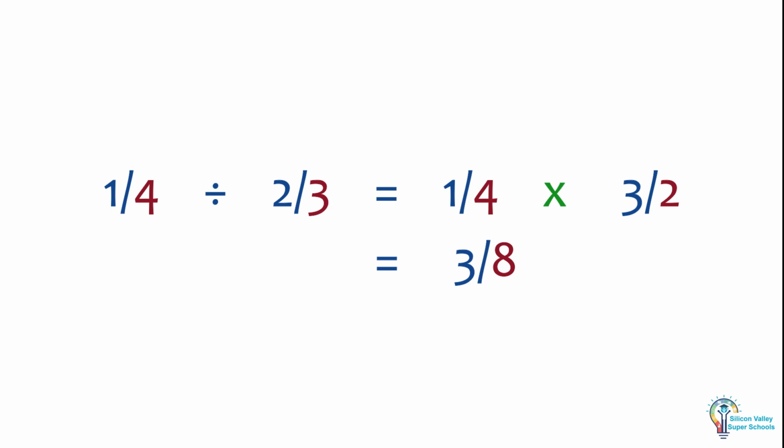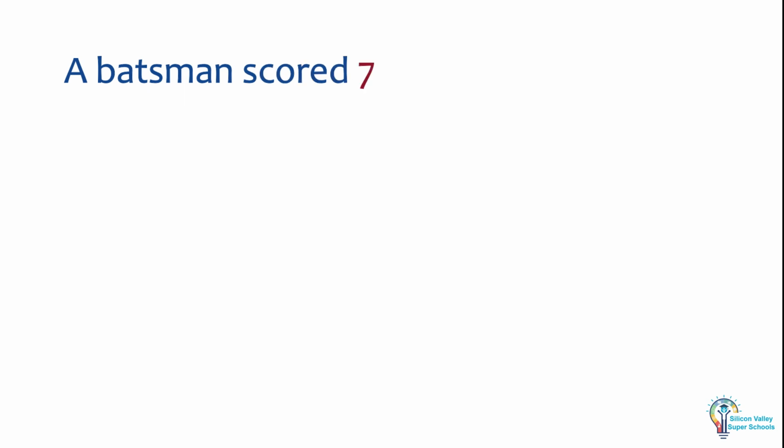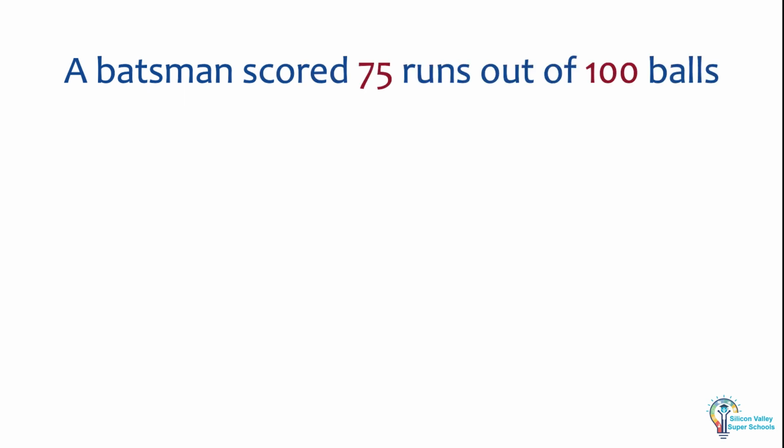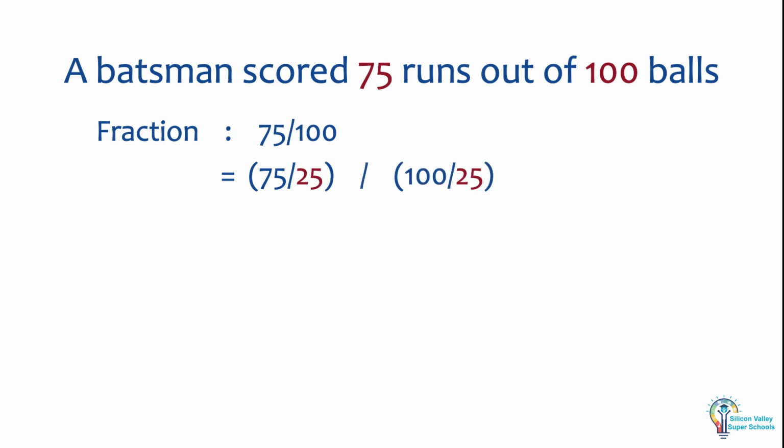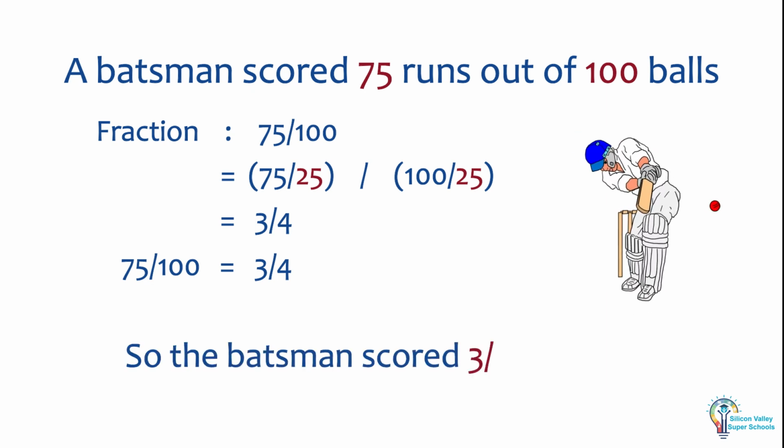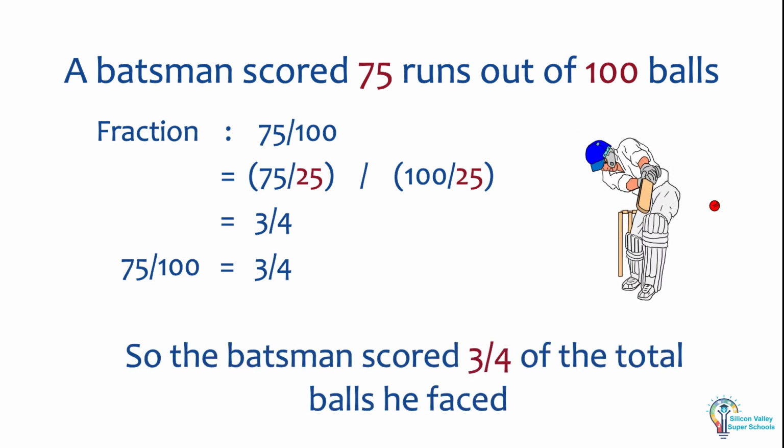Let's see some examples of how to use fractions in cricket scenarios. Suppose a batsman scored 75 runs out of 100 balls. We can write this as a fraction, 75/100. We can simplify this fraction by dividing both the numerator and the denominator by 25. 75/100 equals 75 divided by 25 over 100 divided by 25, which equals 3/4. So 75 divided by 100 is equal to 3/4. So the batsman scored 3/4 of the total balls he faced.